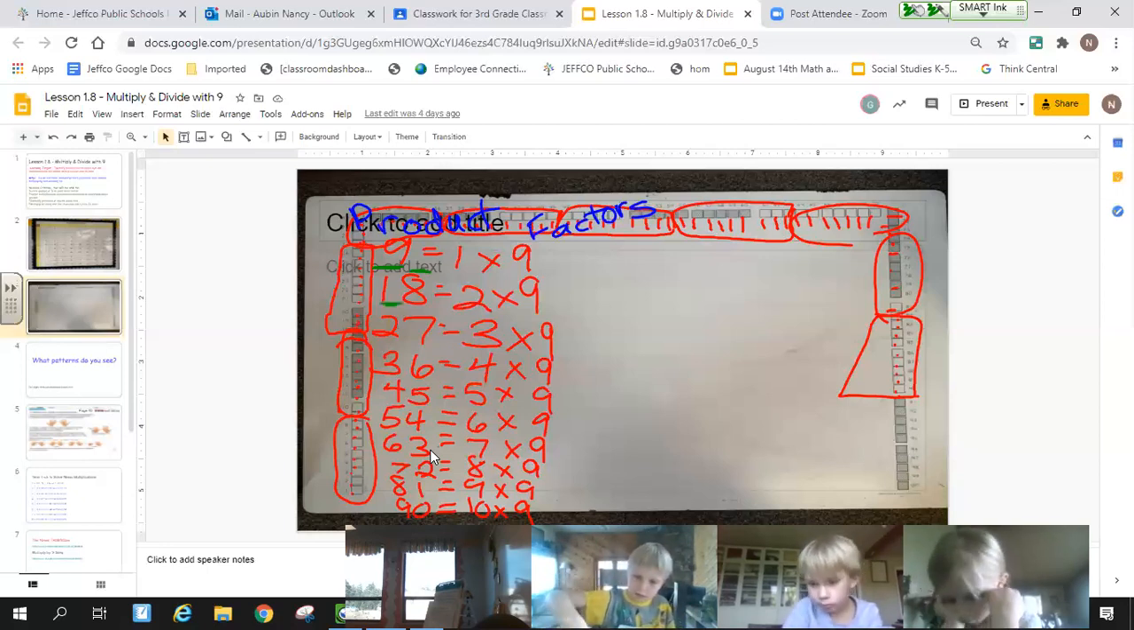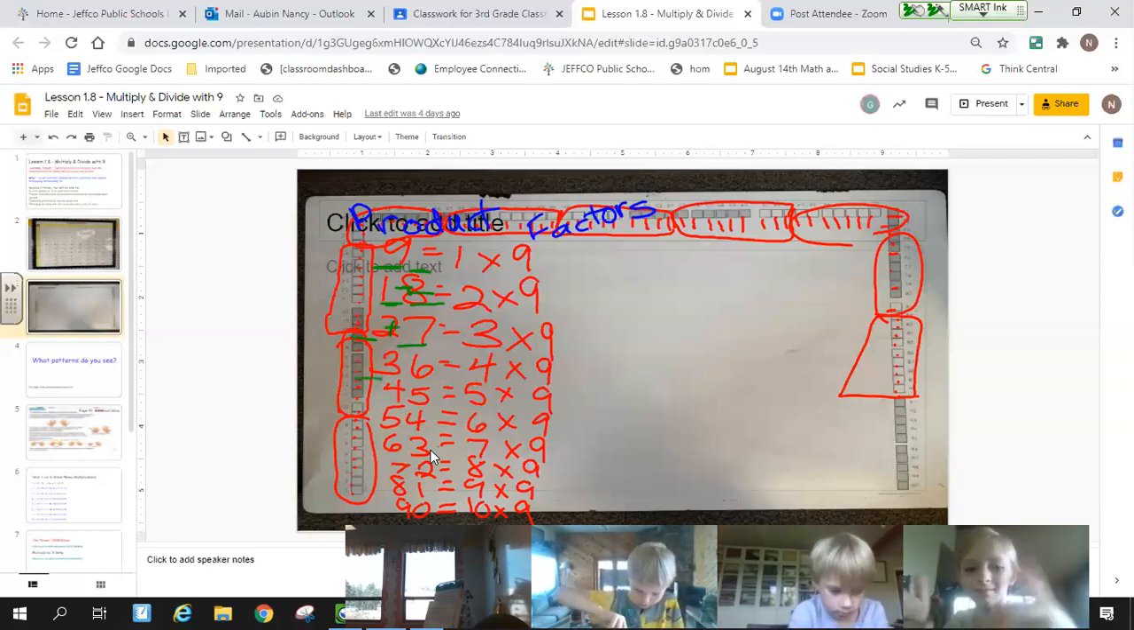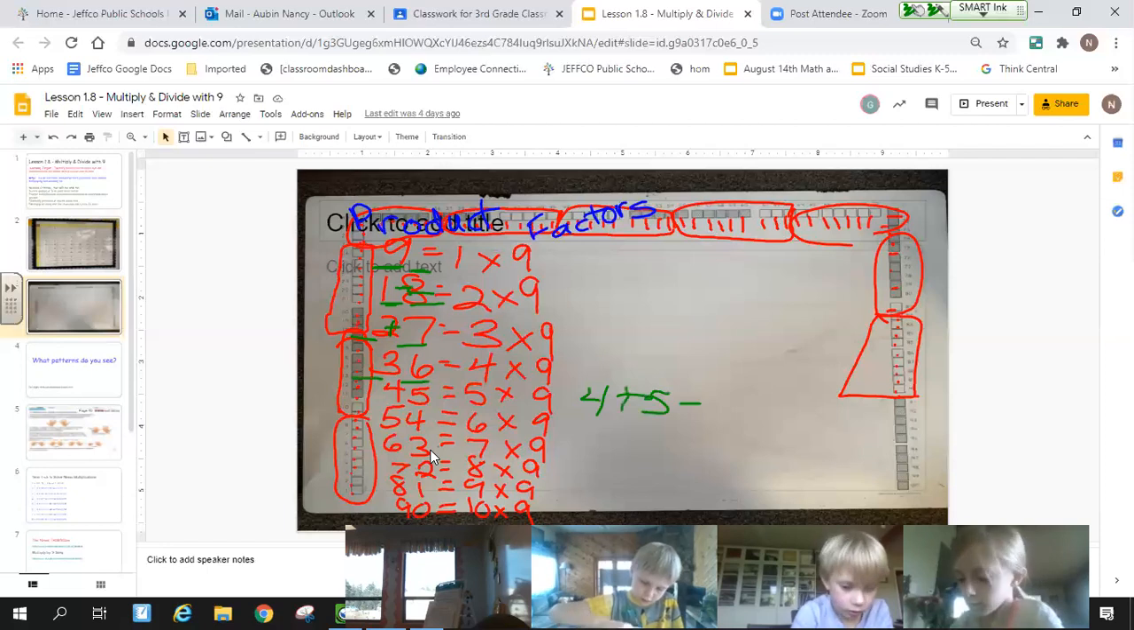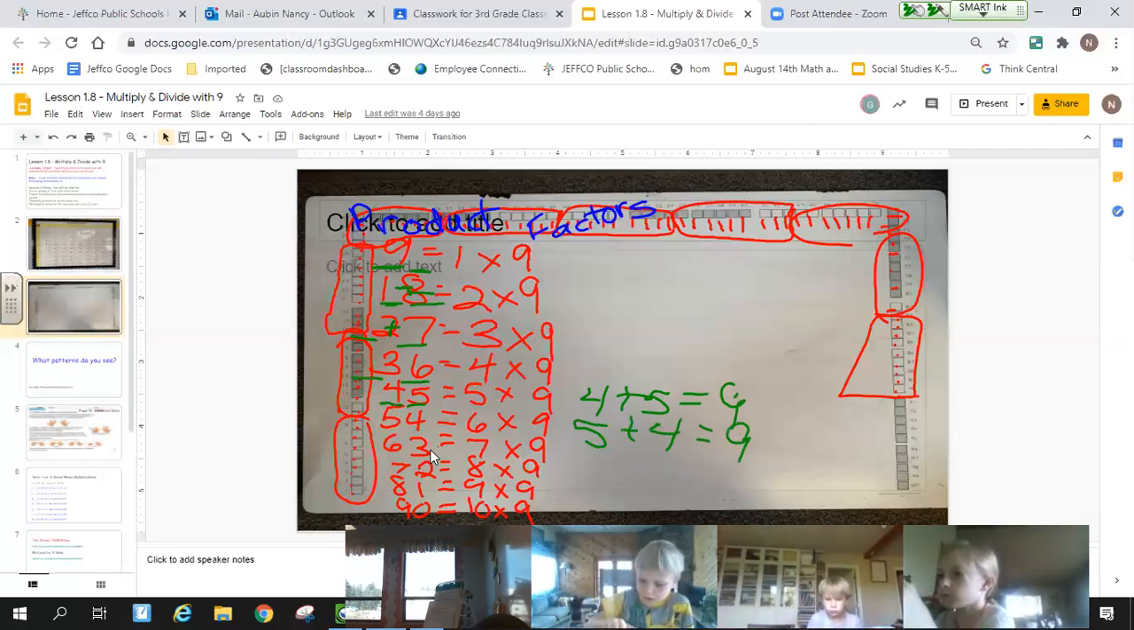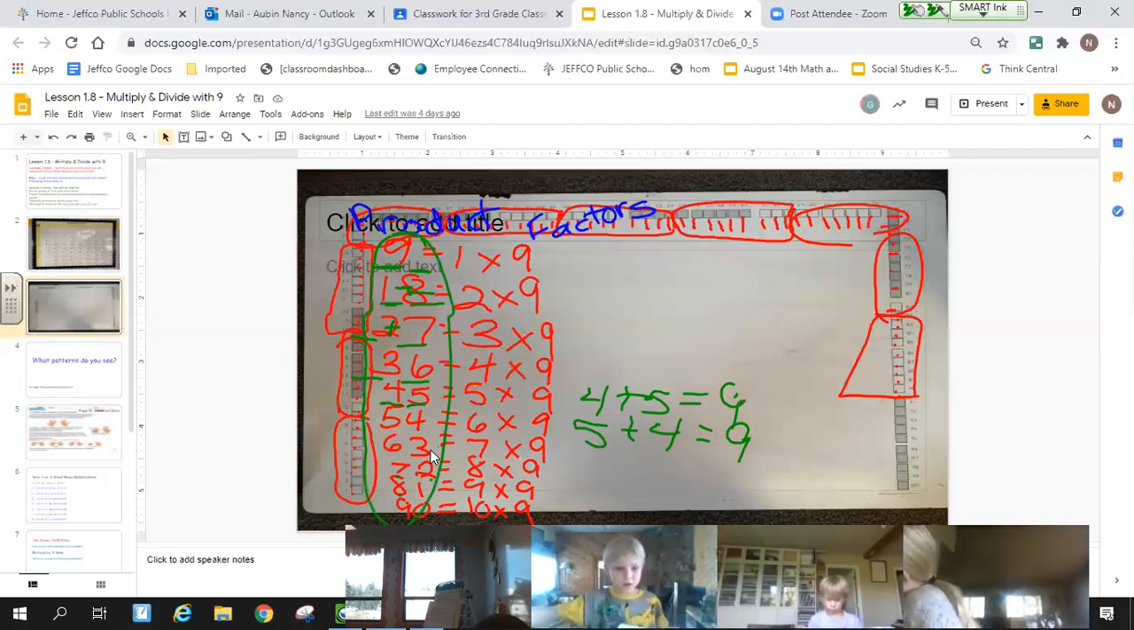If I add 1 plus 8, what do I get? If I add 2 plus 7, you're plussing, add those. What do you get? If I add 3 plus 6, what do I get? If I add 4 plus 5, what do I get? You're adding these two numbers, you're always gonna get 9. 6 plus 3, 7 plus 2, 8 plus 1, 9 plus 0. The products of your nines, when you add the ones and the tens together, should equal 9.